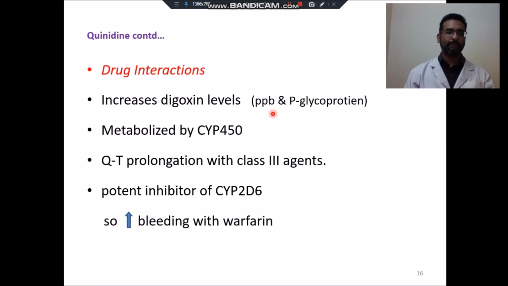Quinidine is metabolized by cytochrome P450, the most common enzyme for metabolism of many drugs. You can see that drugs like cimetidine will inhibit the metabolism of quinidine, so the levels of quinidine will increase. The patient will suffer from QT prolongation. Likewise, combination of quinidine with rifampicin will lead to metabolic induction, so that will lead to decreased action of quinidine.